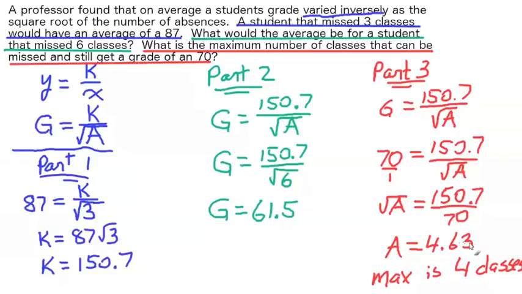Because once you miss 0.63, you're going to be missing 5 classes and your grade will go below a 70. So the answer to the question is just 4 classes.